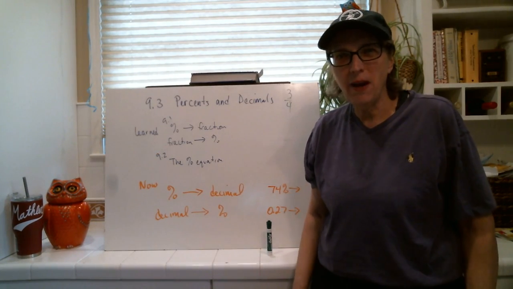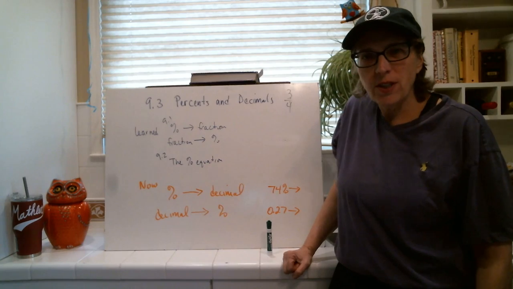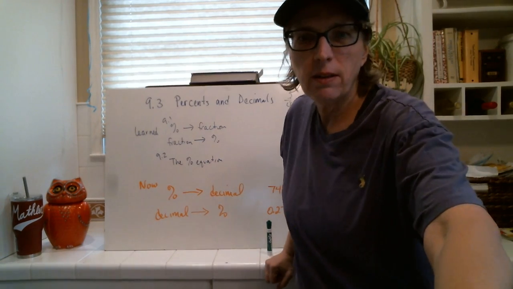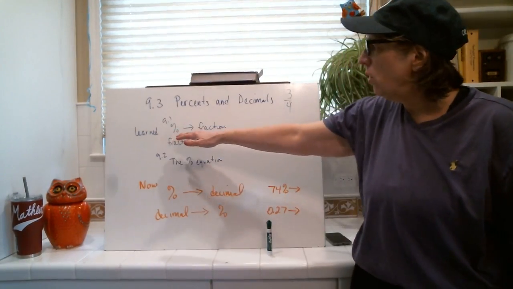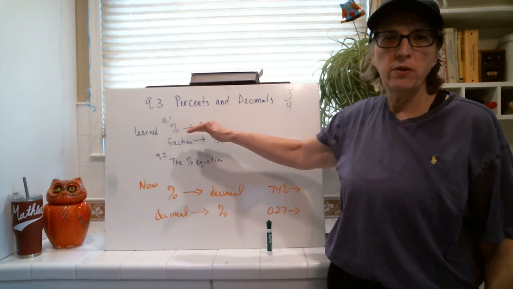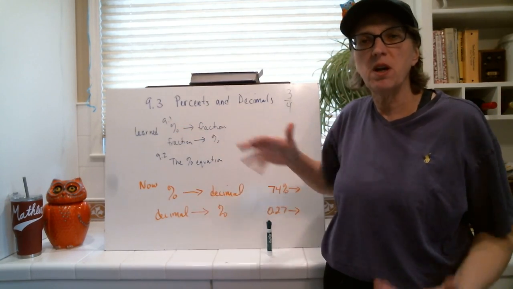Welcome to Kojo's Math. In the first section, we talked about 9.1. We talked about changing a percent to a fraction and a fraction to a percent.